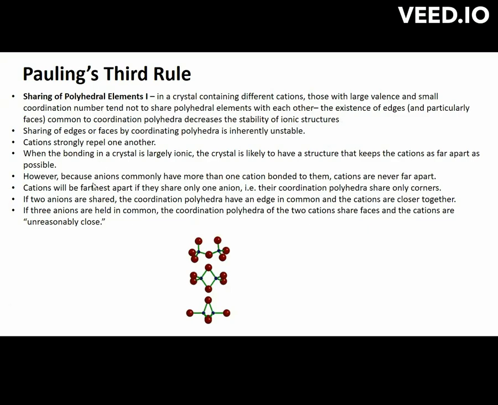So how do we define that? We say in a crystal containing different cations, those with large valence and small coordination number tend not to share polyhedral elements with each other. The existence of edges and particularly faces common to coordination polyhedra decreases the stability of ionic structures. It may seem complicated just by reading that, but please do not try to cram this. Try to understand what's going on.